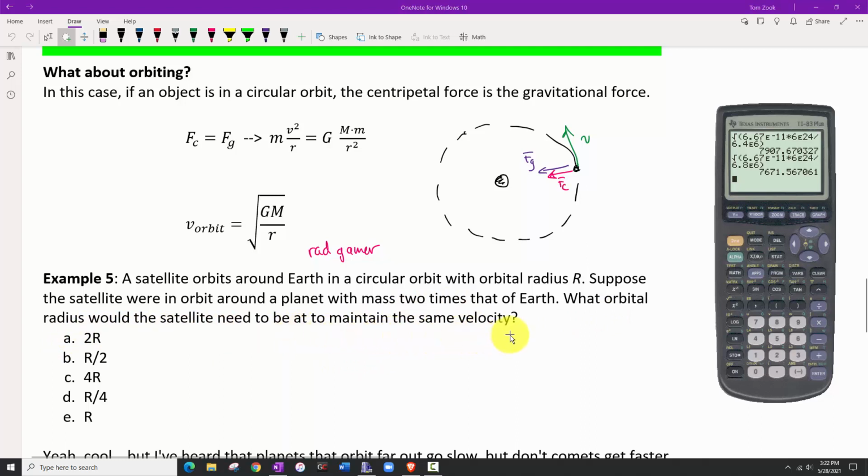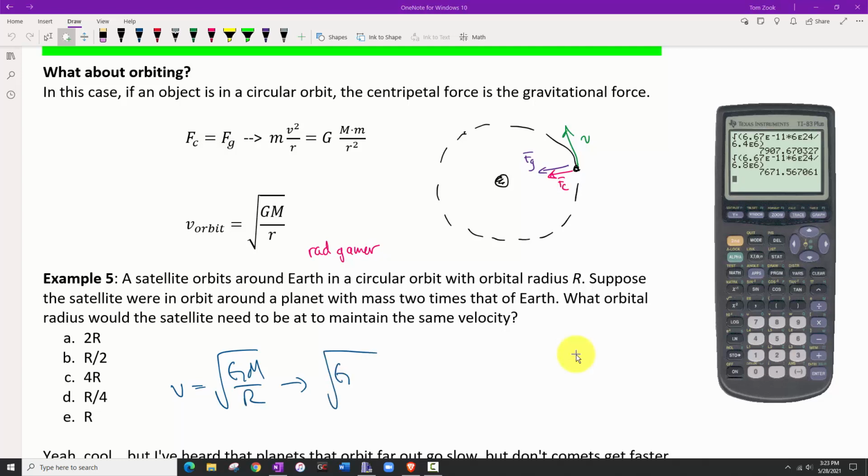So this satellite doesn't handle moving too quickly, let's say. If we were to double the mass of the planet, what would we have to do to the radius of orbit in order to keep it the same? It should be pretty obvious that it would just be twice the radius. In this case, we're not doing anything crazy mathematically. The old velocity was just equal to the square root of GM over R. And we wanted to have twice the mass.